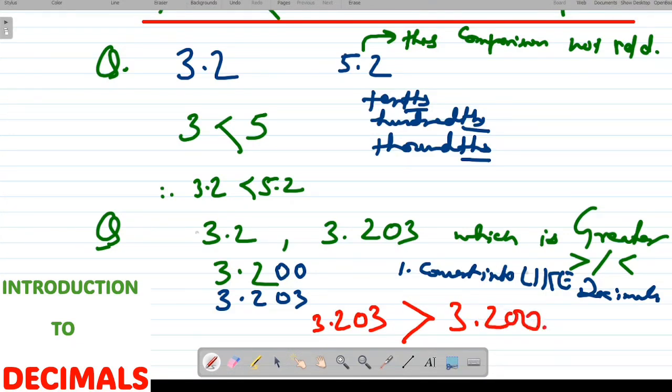So students, in this way you can identify which numbers are greater or lesser in decimals. So we just understood expressing fractions as decimals, how additions or subtractions are performed, and how to identify which of two decimal numbers is greater or lesser.